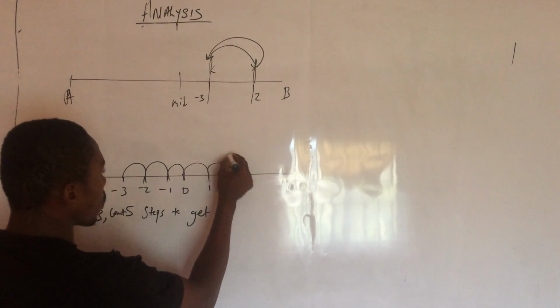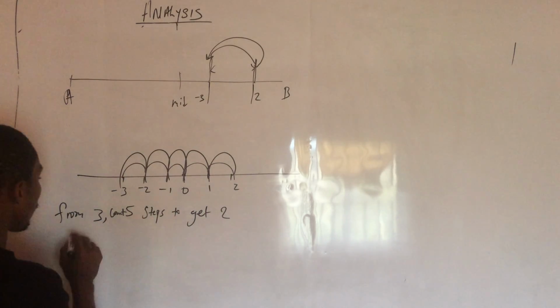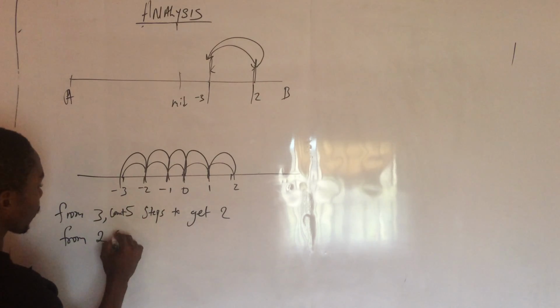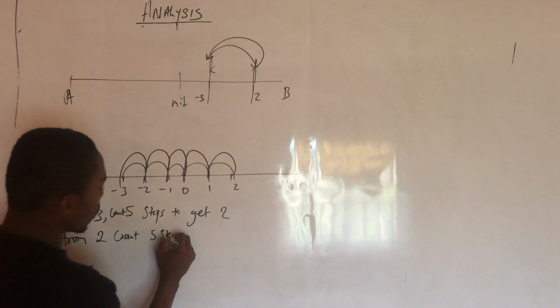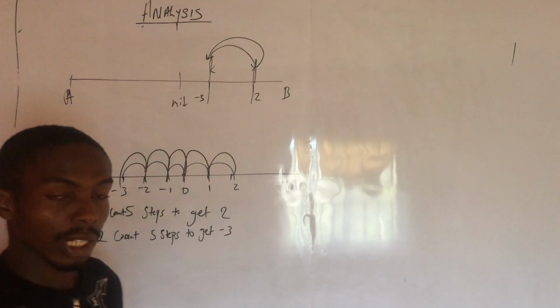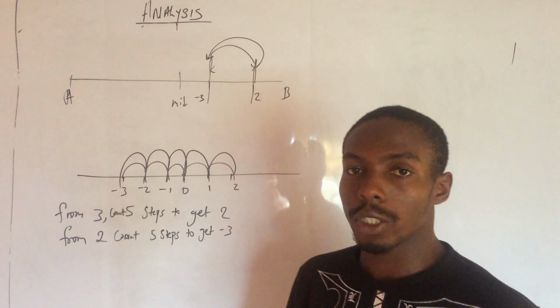Let's take from these 2. 1, 2, 3, 4, 5. So, meaning from 2 again, count 5 steps to get -3, to get minus what? 3. So the only difference is the direction to which we are going.